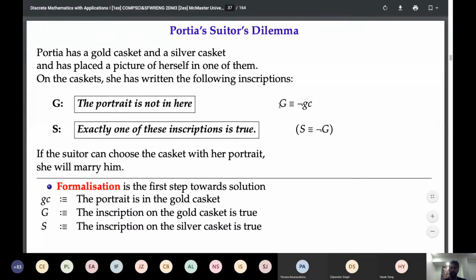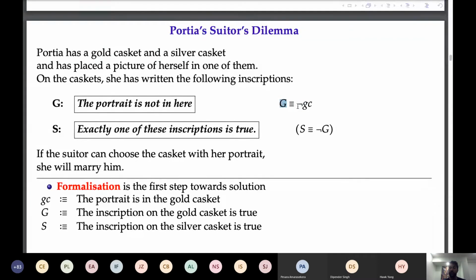So G, the inscription on the gold casket, is true precisely when it's not the case that the portrait is in the gold casket. And if it's in the silver one, then it can't be in the gold one. That is, exactly one of them is true. And that's what S says. S is true precisely when what it says is true. G is true precisely when what it says is true.